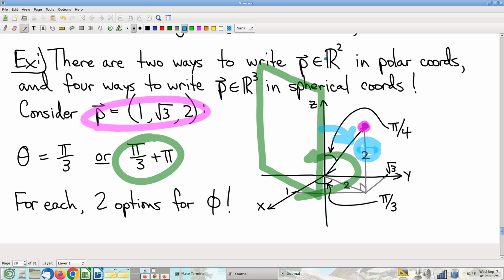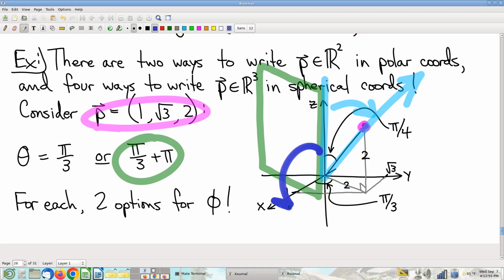And now that we've established that we've got 2 different thetas that work, let's think about our phi options. So yes, you could have a negative phi like this, or you could also have a positive phi, which gets you going exactly the wrong direction, for which you would then simply have a negative value of rho. Does that make sense?